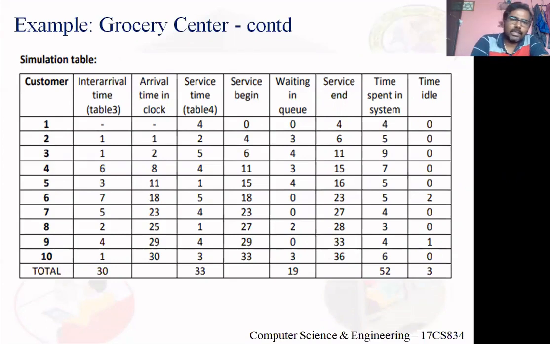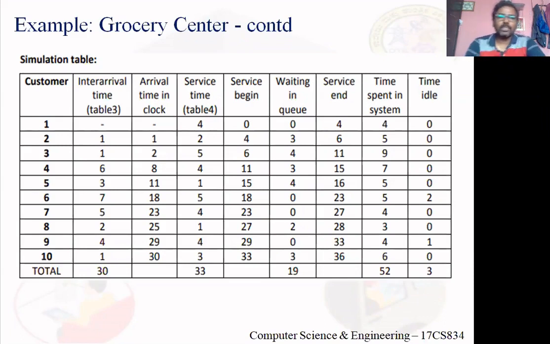See, I have inter-arrival time, which is an input. From that, I'll come to know the arrival time. In the third column, the arrival time for the first customer is shown as a dash. That is not a dash, that is actually 0. The first entry of inter-arrival time should be a dash, but the arrival time in clock for the first entry should be 0. I have written a dash, but that's 0.